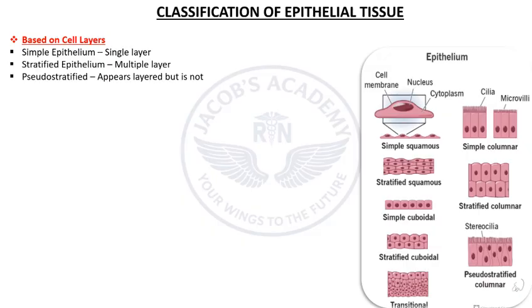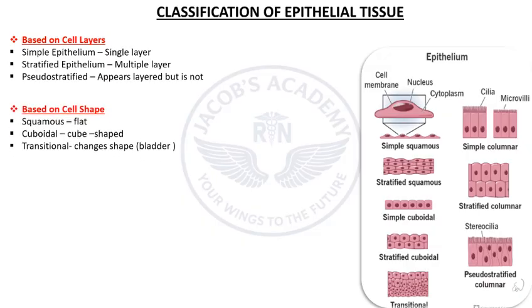using cilia. And coming to classification based on cell shape, the first one is squamous epithelium, which means the cells are flat and thin like tiles, ideal for diffusion and filtration. For example, the alveoli of the lung. The second one is cuboidal epithelium, which means the cells are cube shaped. These cells help in secretion and absorption. For example, kidney tubules.